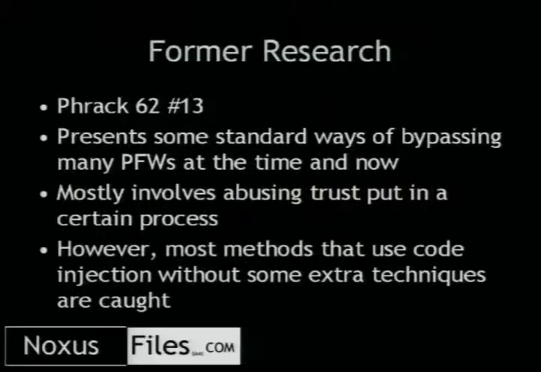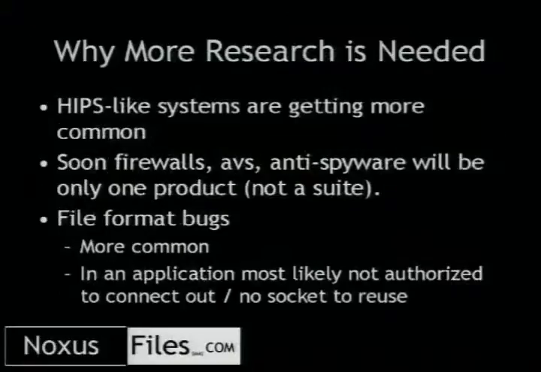Now, some former research in this area, I just wanted to cite Phrack 62, article 13. It presents some standard methods for bypassing Windows-based personal firewalls. What it mostly involves is injection of code into a trusted process. But as you'll see later, a lot of firewalls will detect this type of thing. If I recall, this issue is kind of old, but it's still good code, so I do recommend you all check it out. It presents some different methods of doing it, and it is pretty good research.